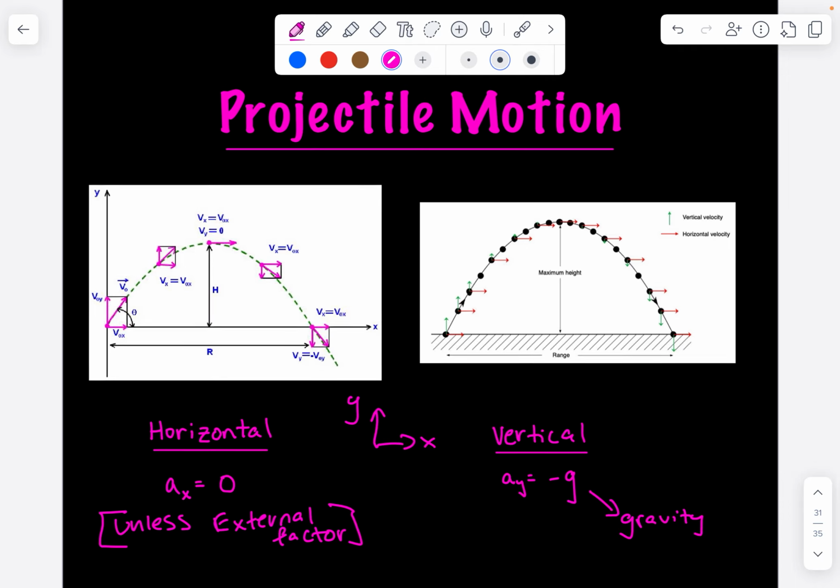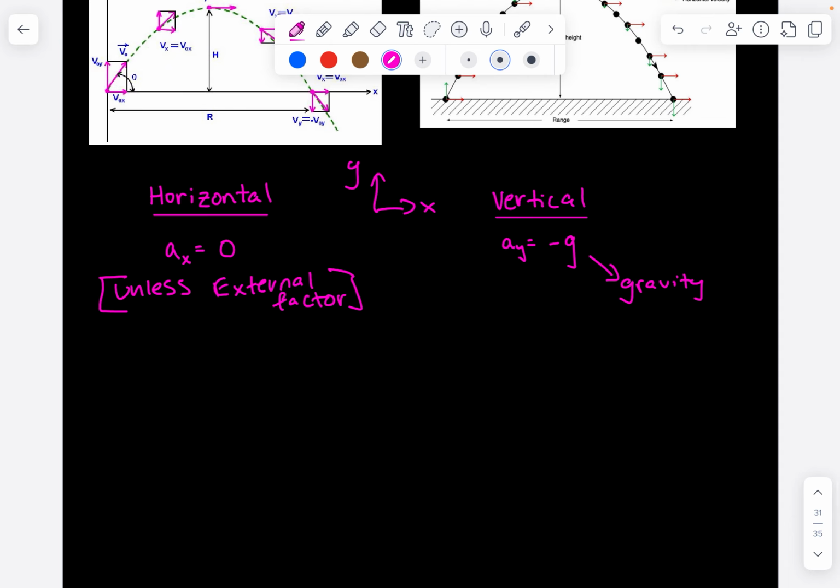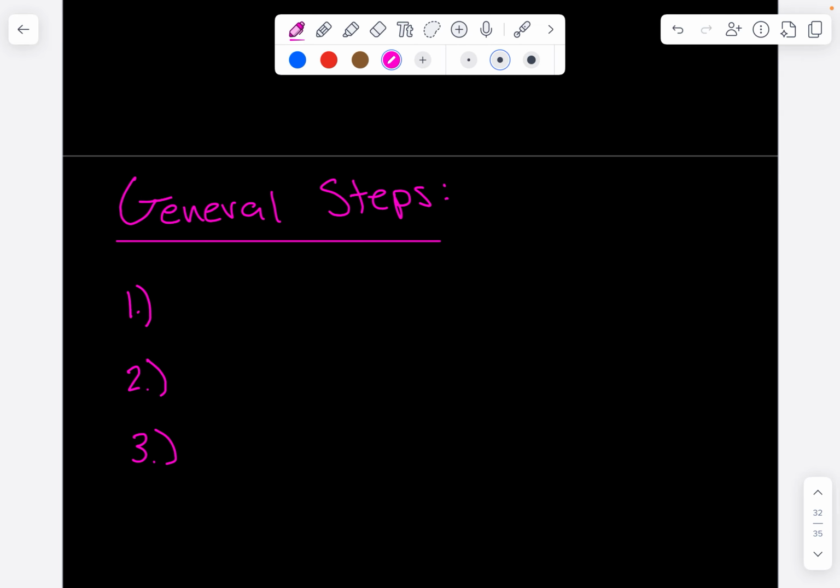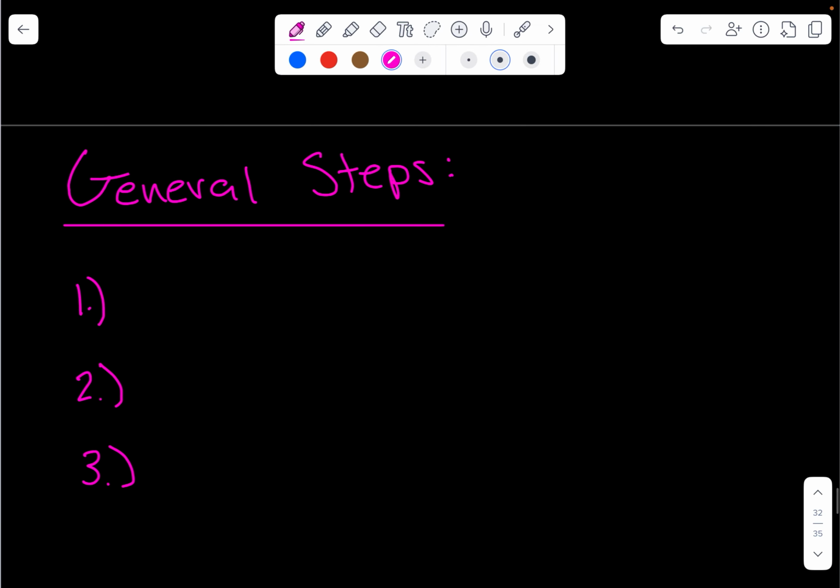So now that we have a basic concept of what projectile motion is and the accelerations behind it, let's go ahead and go into some general steps on how to solve projectile motion problems. So step 1, we're going to split our velocity into components.